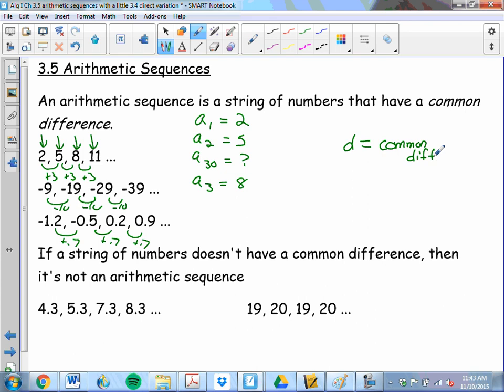Common difference sounds like an oxymoron. How can things be common and different? But you're finding what's different and what's all the differences. What do those all happen on?